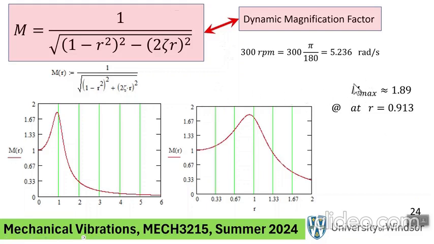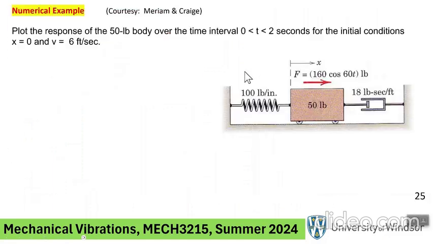Don't confuse this thing with moment, please. This is the magnification factor. All right. We'll do another problem from Craig, Miriam Craig. So we have the whole shebang here. A mass, there is a force oscillating, harmonic force, which makes it oscillate at that frequency and that amplitude. We have a spring, we have a damper.